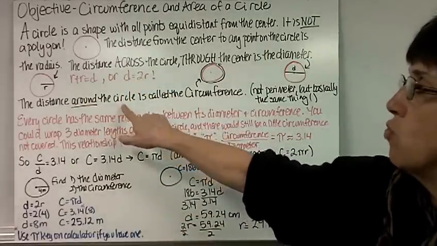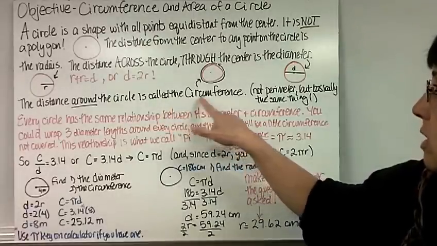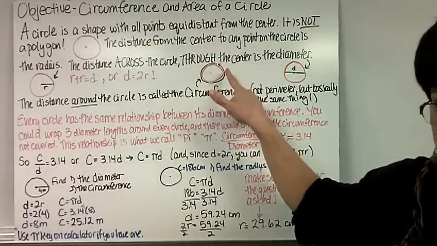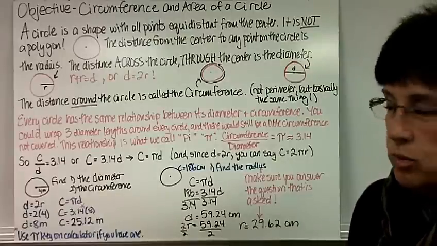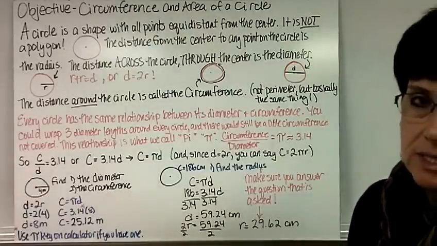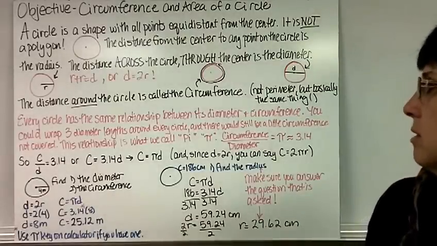The distance around the circle is the circumference. I drew the circle in red and the line in black, so I'm going all the way around. It's not called the perimeter, but basically it's the same thing. It's the distance around the shape.